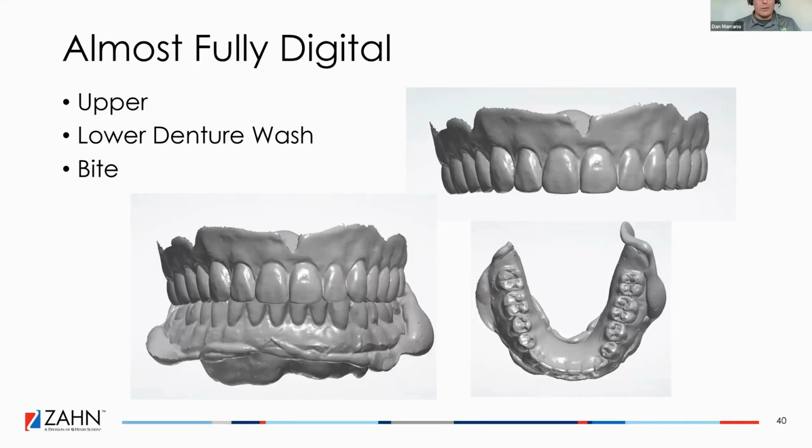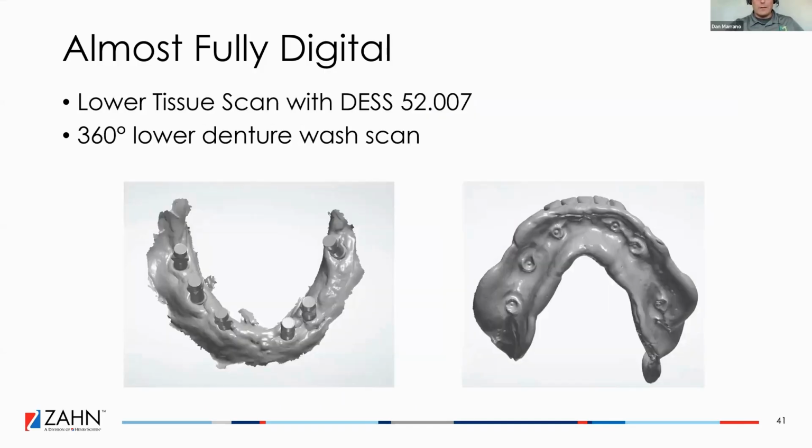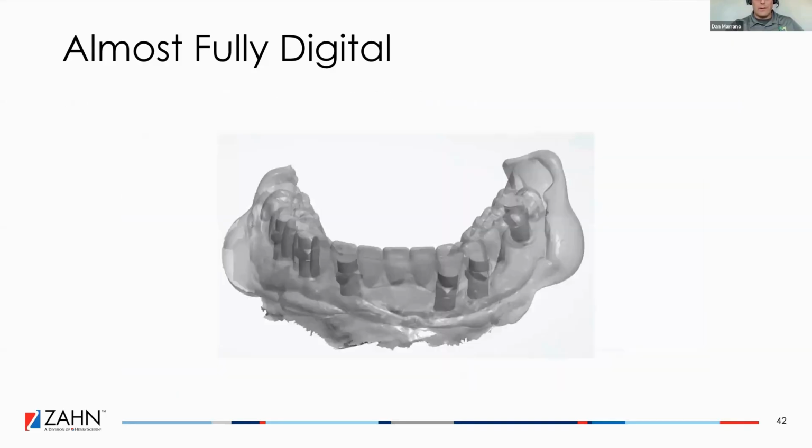So this was a doctor, he just got his Trios 5. He hardly even knew how to use it. And he took this case, he did his upper, lower with the denture wash, and then the bite. And the next set of scans, we did the DES. We used the DES intraoral scan bodies. He did the full tissue scan, and then a 360 lower denture wash scan. Right. So we stitched all that together and we stacked it on top of each other. And this is what we ended up with, the denture over the DES scan bodies.